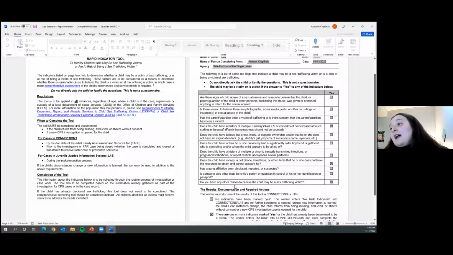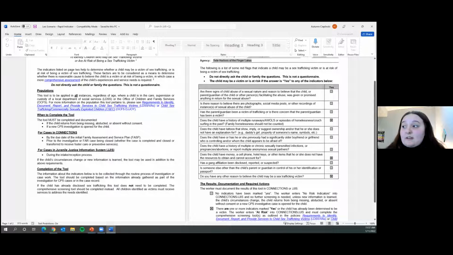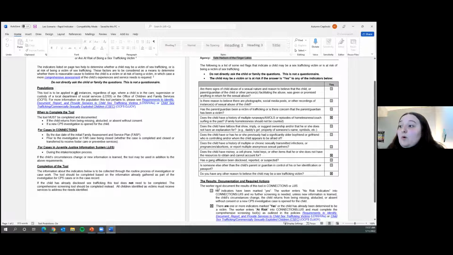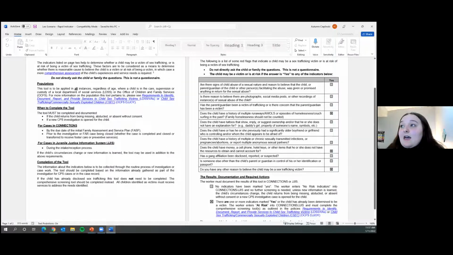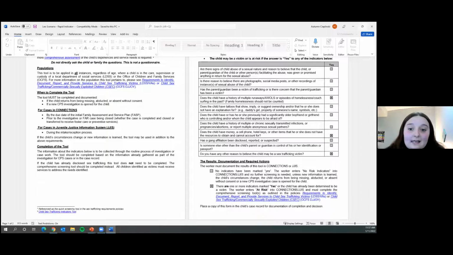And do you have any other reason to believe the child may be a sex trafficking victim? Yes, we do, because Leo reports engaging in commercial sex acts. So we know that Leo is trading sex for a place to stay and food. So yes, there is more to believe. And because there were 1 or more indicators marked yes, you're going to check this box. And then now we're going to go to the comprehensive tool.